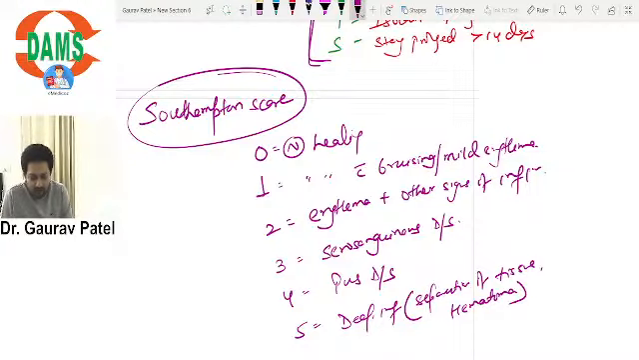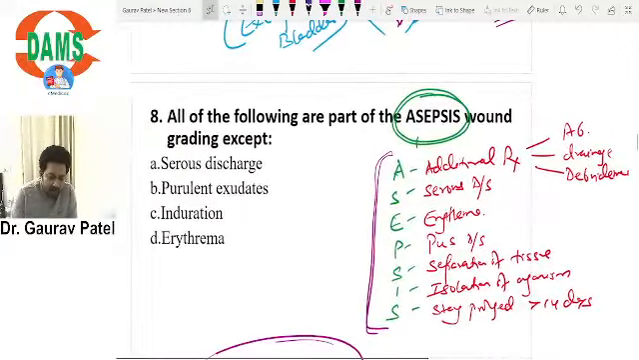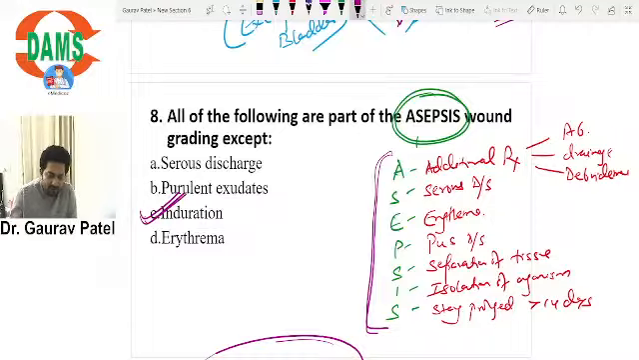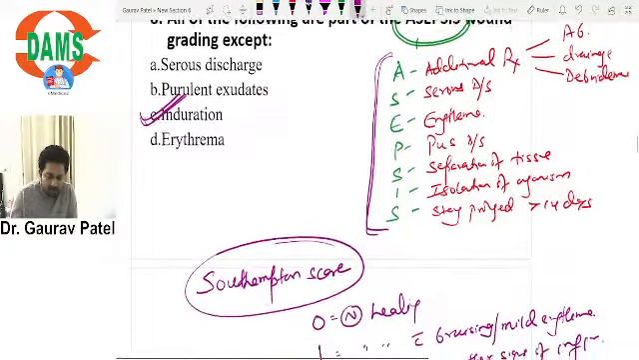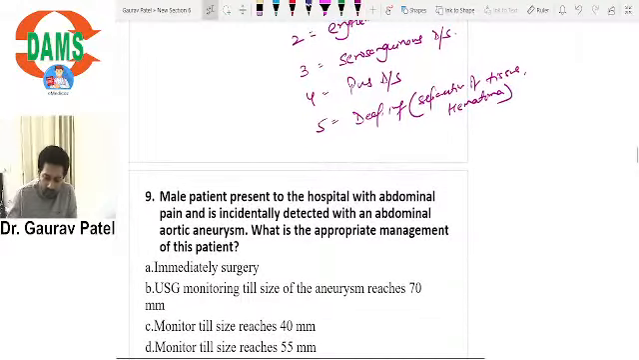SIRS, Noah, is not for wound infection. SIRS is for sepsis or septic shock. These scores are for the local wound infection, whether the wound is healing nicely or there is some infection. ASEPSIS and Southampton are for that. So induration is not a part. I stands for isolation of organism. Okay, next question.